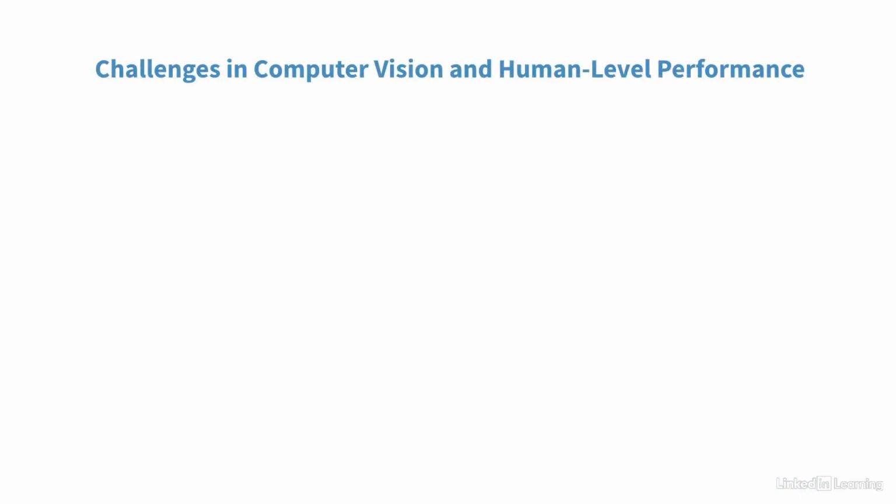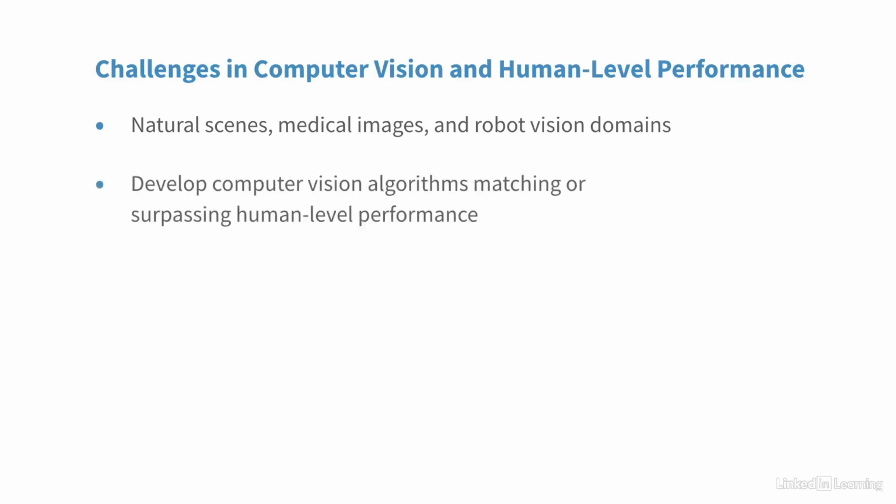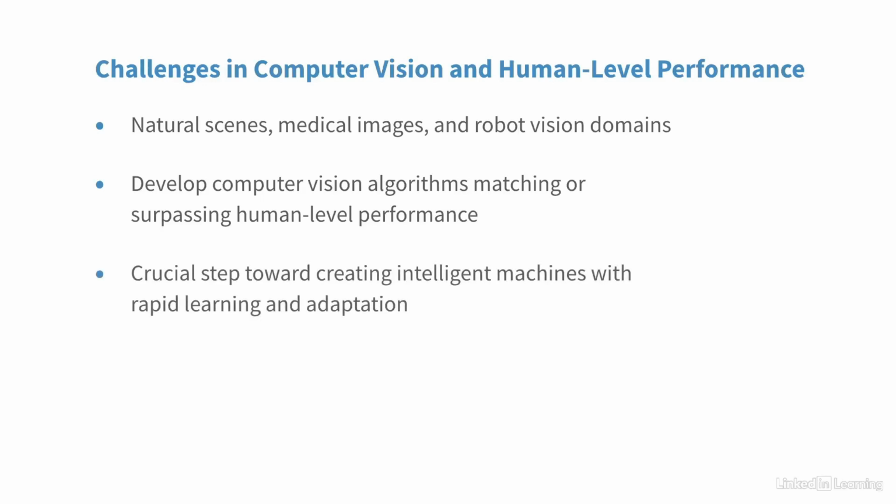Visual data varies significantly between natural scenes, medical images, and robot vision domains. Developing algorithms that match or surpass human-level performance has been one of the most challenging tasks in artificial intelligence, but it is a first step towards creating intelligent machines that can learn and adapt quickly to new visual stimuli, resembling more of a human-like learning experience.